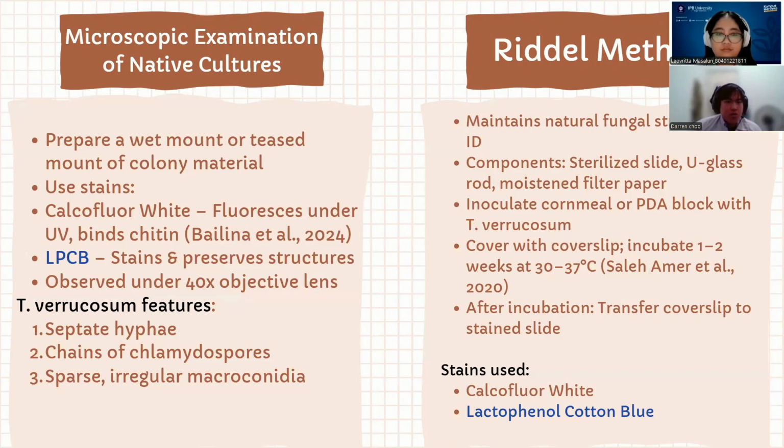Okay, now for the microscopic examination of the culture, we use the native staining. After sufficient colony growth, we perform microscopic examination. This is done through a wet mount or teased mount using part of the fungal colony. Dyes are placed to enhance contrast. For example, we can use calcofluor white, which binds to the fungal cell walls and fluoresces under UV light, making it great for observing structures. Another common choice is lactophenol cotton blue (LPCB), as it both stains and preserves fungal features.